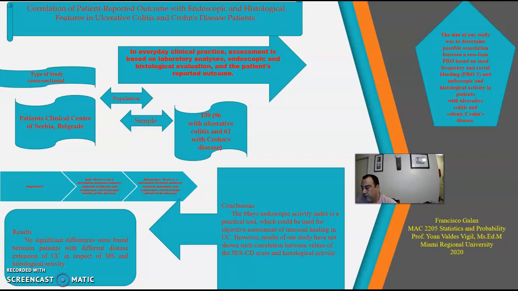The results. No significant differences were found between patients with different disease extension of UC in respect of endoscopy and histological activity. And the conclusion was that the Mayo endoscopy score is a practical tool which could be used for objective assessment of mucosal healing in UC. However, results of our study have not shown such a correlation between values of the SES-CD score and histological activity.